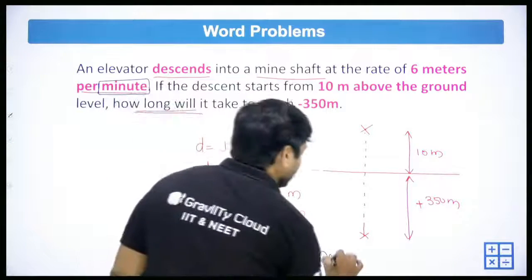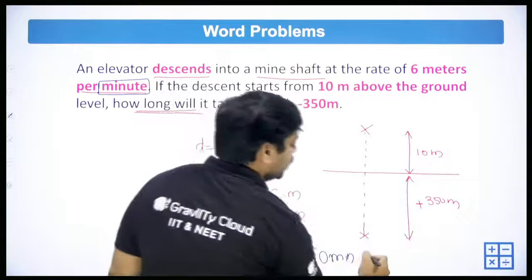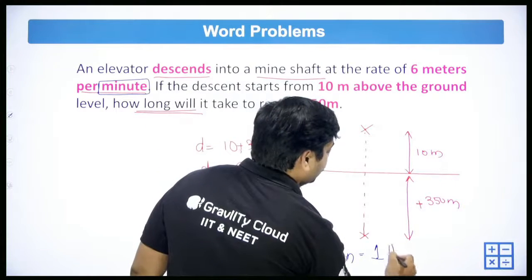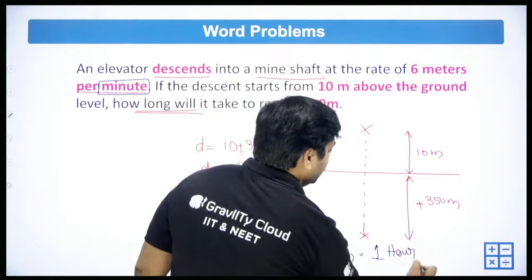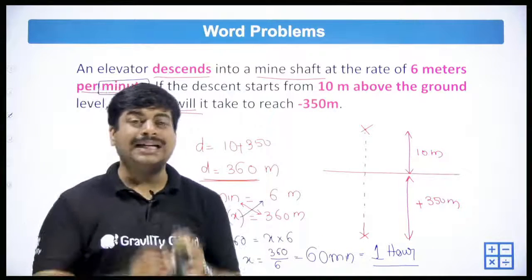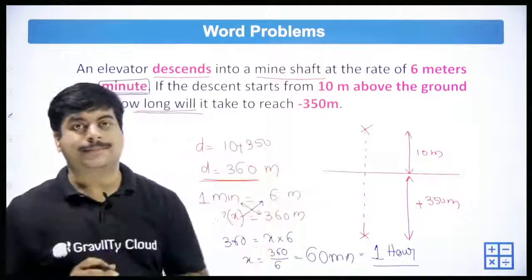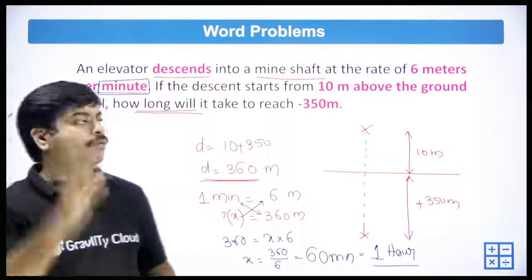So 60 minutes it will take to travel the whole distance, which is equal to 1 hour. Okay, 60 minutes or 1 hour, both are the same. That is the total time it takes to travel all this distance. Right? Let's move on to the next question.